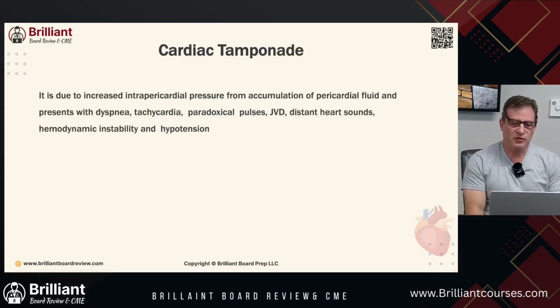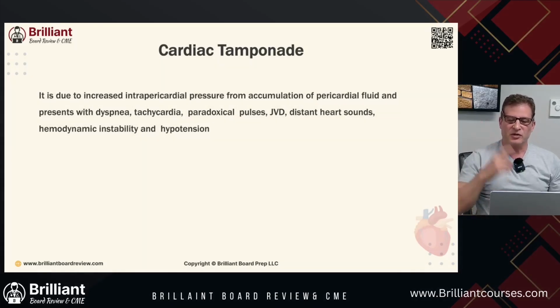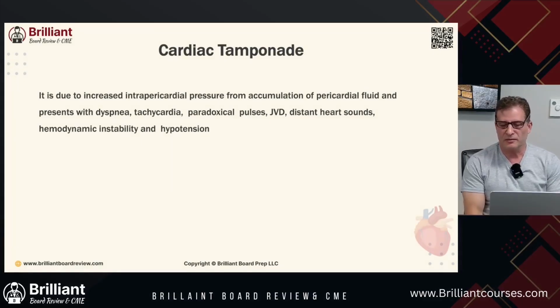Cardiac tamponade is due to increased intrapericardial pressure from accumulation of pericardial fluid and presents with dyspnea, tachycardia, paradoxical pulses. We beat this one up. I can't even say it, we beat it up so much. Elevated JVD, distant heart sounds, hemodynamic instability, and hypotension. We got the Beck's triad, remember it? Increased JVD, hypotension, and muffled heart sounds. Causes: previous pericarditis, viral, idiopathic, malignancy, cardiac trauma, or myocardial perforation during catheter or pacemaker placement.